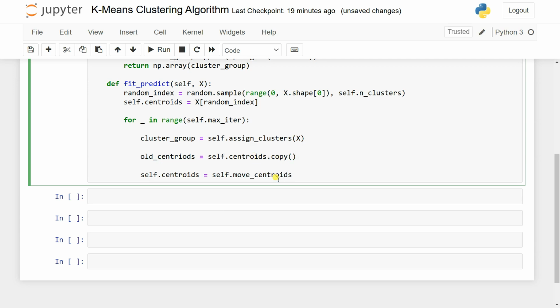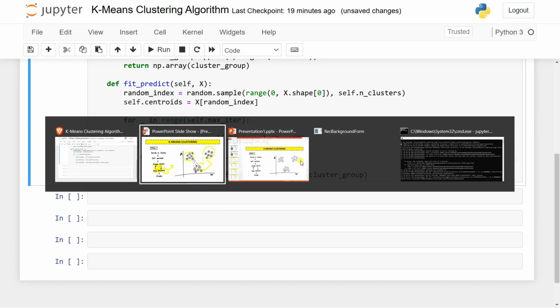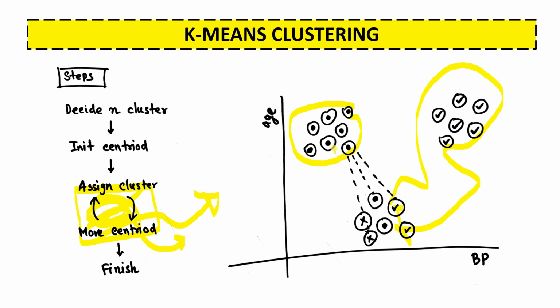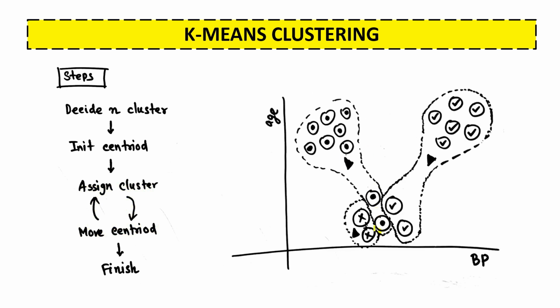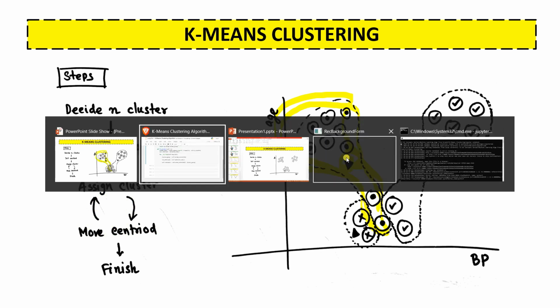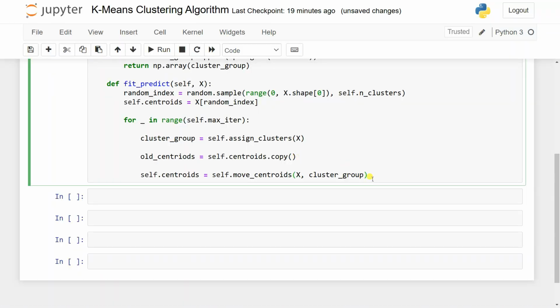Centroids, and you're going to pass here x and the cluster group. So why is this cluster group being passed here? When you move the centroid, we simply move the centroid based on the clusters. Here you can see, based on our cluster groups. Because you have already clustered in a group, we need to move the centroid, and here the centroid is coming. So that's why you need to pass here our cluster group.